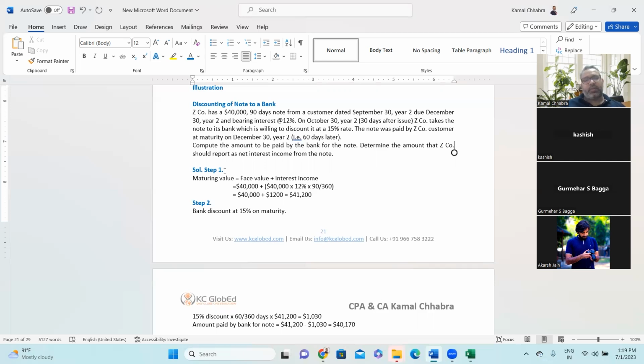Right. So that is also very important. Correct. What is the call of the question? Determine the amount that Z company should report as net interest income from the note. So if you see step 1, maturity value, which is face value plus interest. So face value is 40,000, interest is 12% for 3 months at 40,000, right?